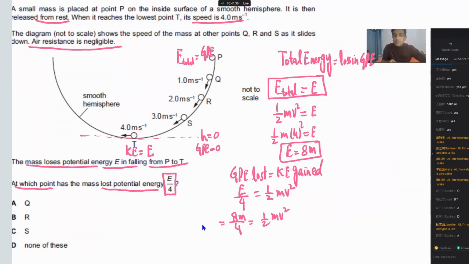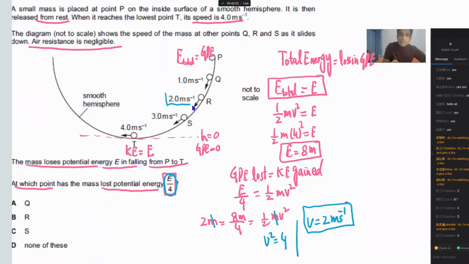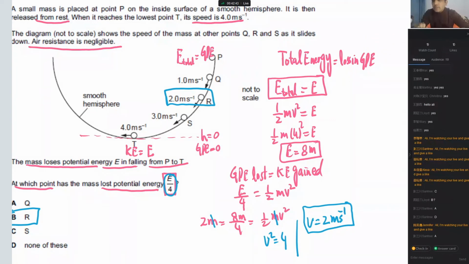We can simplify this one, so we will get 2m here. Now the next step is you can cancel this m with this m. So v square is equal to 4. From here we can say v is equal to 2. So the speed at that point, when it has lost E by 4, is equal to 2 meters per second. So the answer for this question is B. This is how you can approach this problem. Take care of yourself. Bye for now.